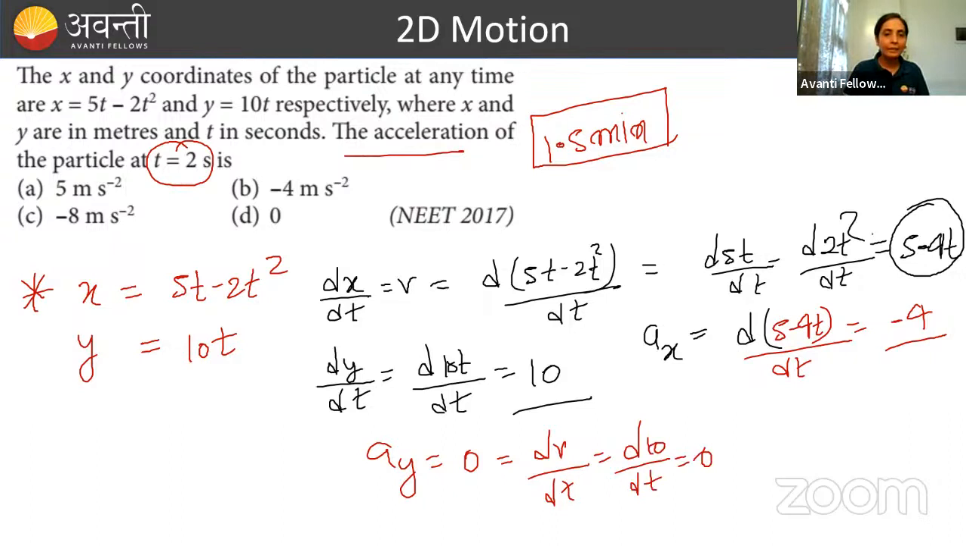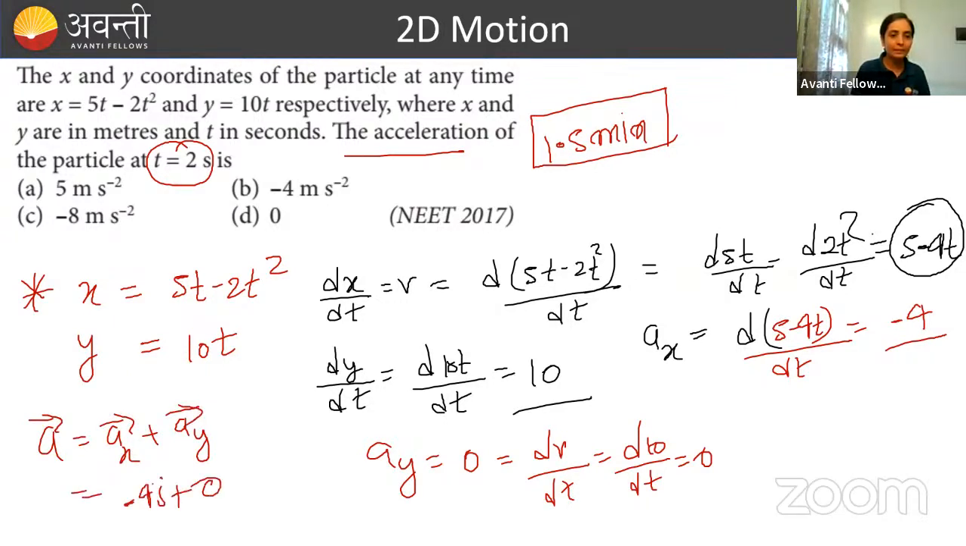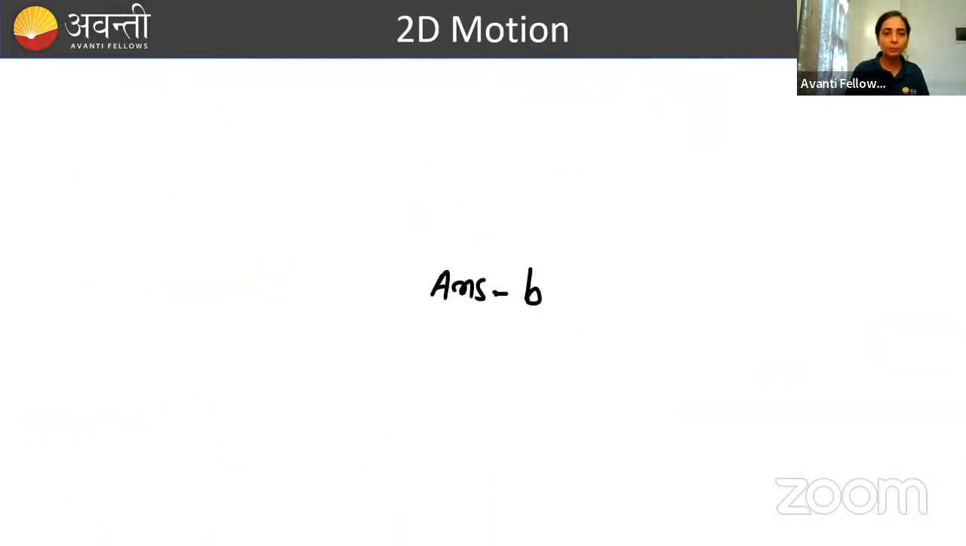Over. That means the net acceleration of the particle will be what? Acceleration in x direction plus acceleration in y direction. In x direction it is minus 4, in y direction it is 0. So only in x direction we will take it like this. So acceleration is how much? Minus 4 meter per second square in i cap direction, in x direction, right? So the correct answer should be what? B. Done.